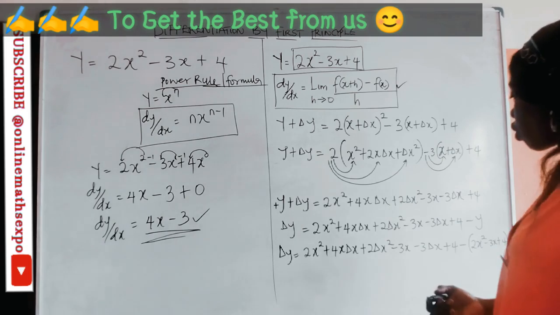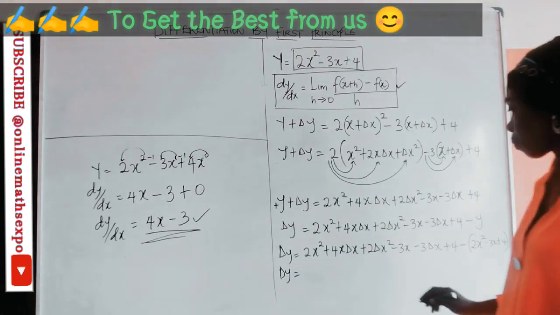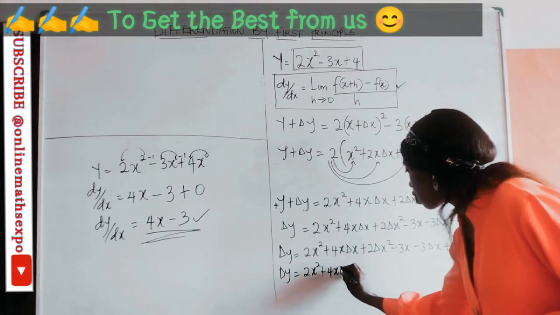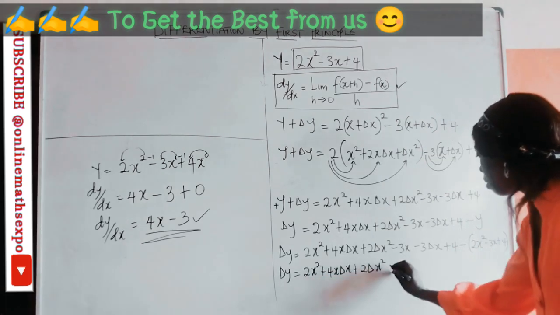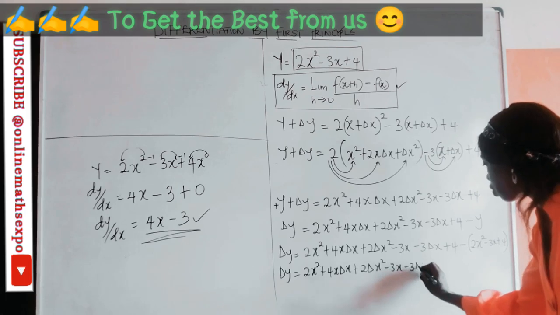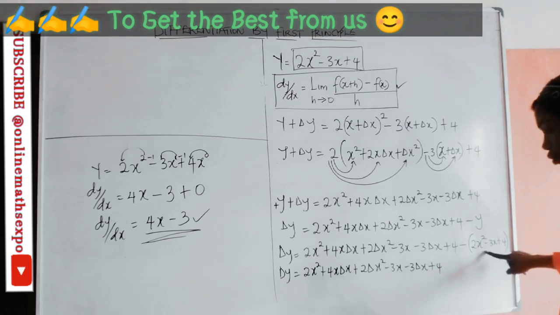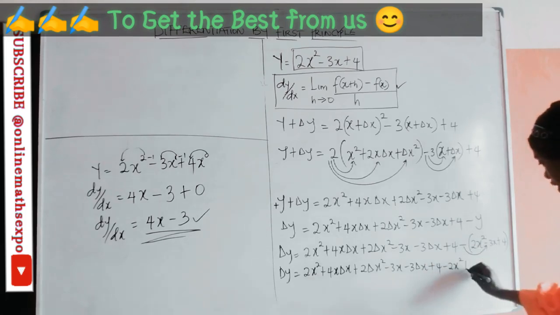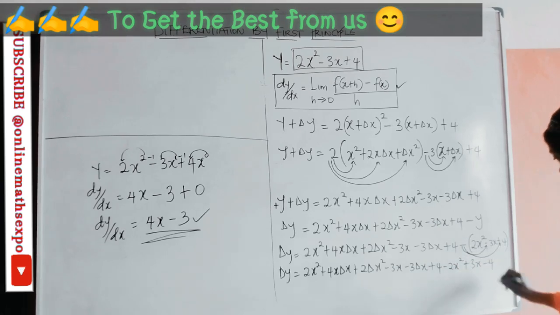So at this point, we are going to simplify. Change in y is equal to 2x squared plus 4x change in x plus 2 change in x squared minus 3x minus 3 change in x plus 4. This subtraction sign will be distributed inside the bracket, so it will make this negative 2x squared. This will now force this to be positive 3x, and this will force this to be negative 4.